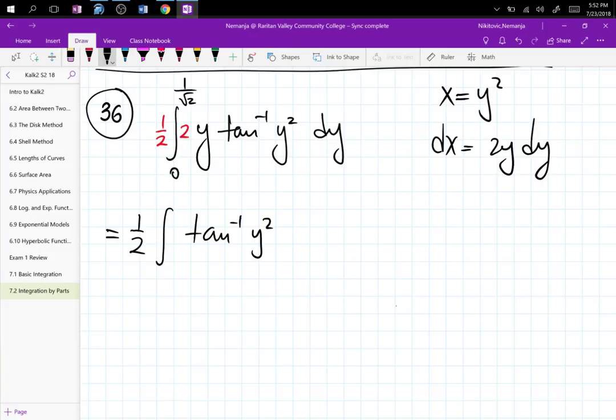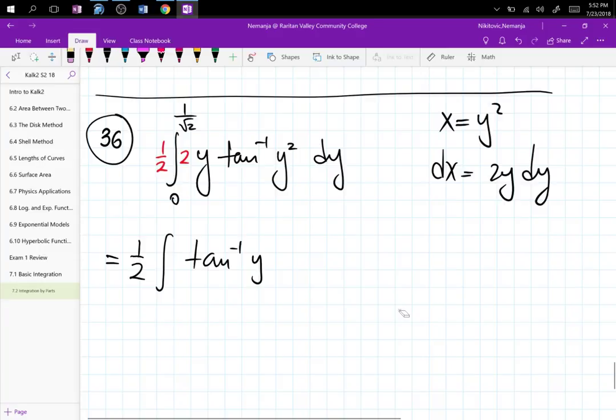Times x dx, and now we have to change the limits. So when I plug in y equal to 0, the bottom stays 0, and the top becomes, I think, 1/2, right? Because you need to square it, so it becomes 1/2. Great. Now what? Can we integrate inverse tangent?